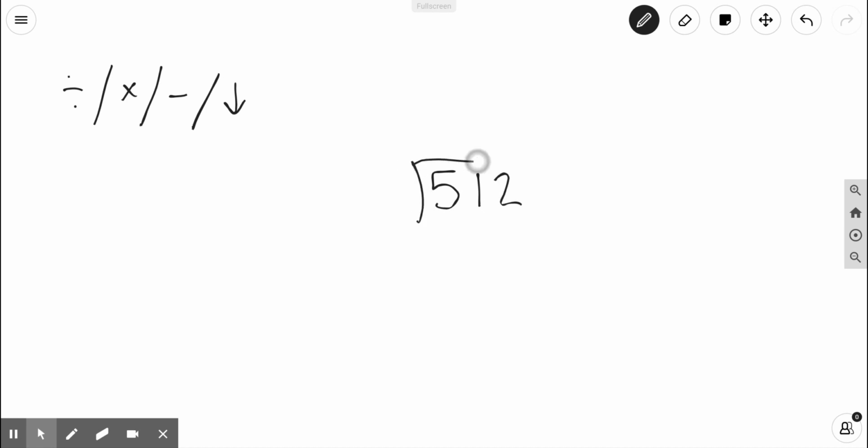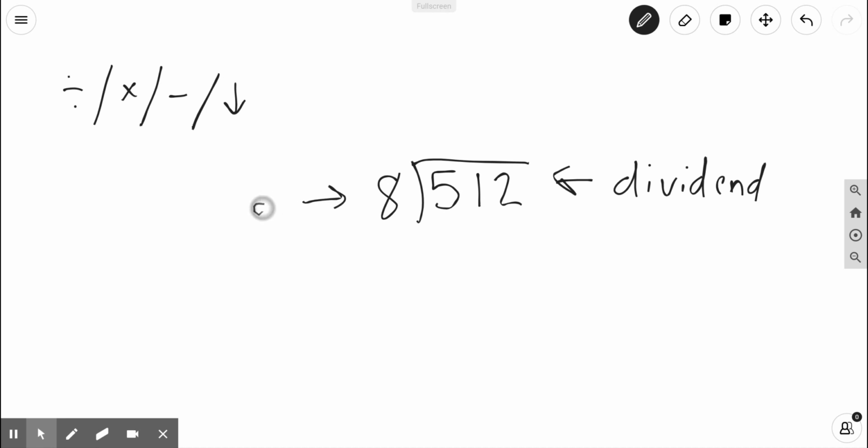So what that's going to look like is if we have the problem of 512 divided by 8, we currently have 2 parts. This here is the dividend, and the dividend is the number that's going to get split up. Over here, we have the divisor, and that's how many groups we're looking for. Up here is going to be the quotient, and that's going to be our answer. It's also going to tell us how many of those things are in each group.